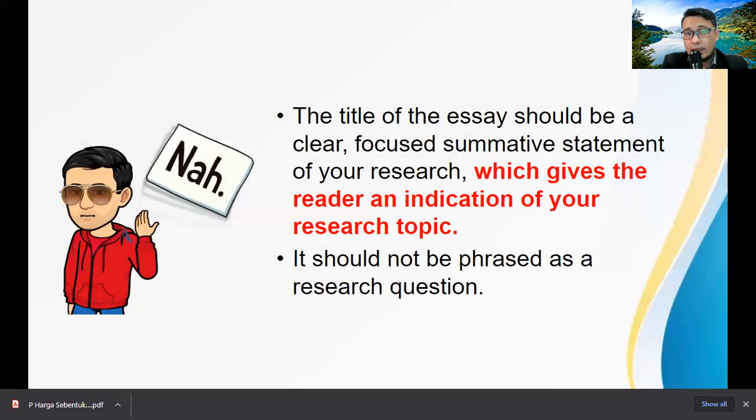Right. So the title of the essay should be a clear, focused, summative statement of your research. This helps the reader get to know your topic or your research question from the title page. It should not be phrased as a research question, that's for sure, because a research question is in a question form, but the title is supposed to be in a statement form.